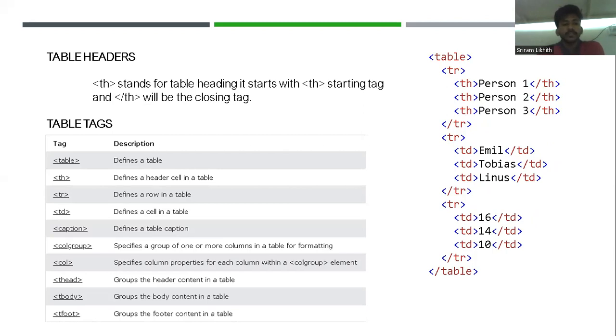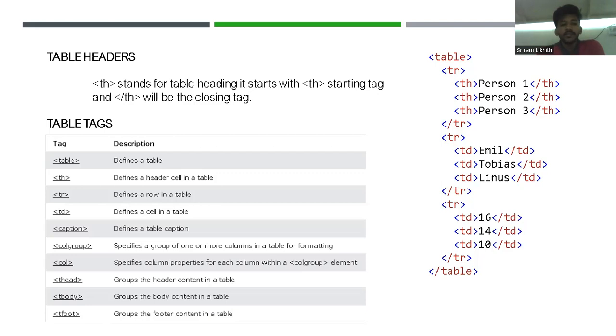TR defines a row in a table. TD defines a cell in a table. Caption defines a table caption. Colgroup specifies a group of one or more columns in a table for formatting. We can combine two or more columns by using colgroup and apply the same property to each and every column combined in that colgroup. Col specifies column properties for each column within a colgroup element.